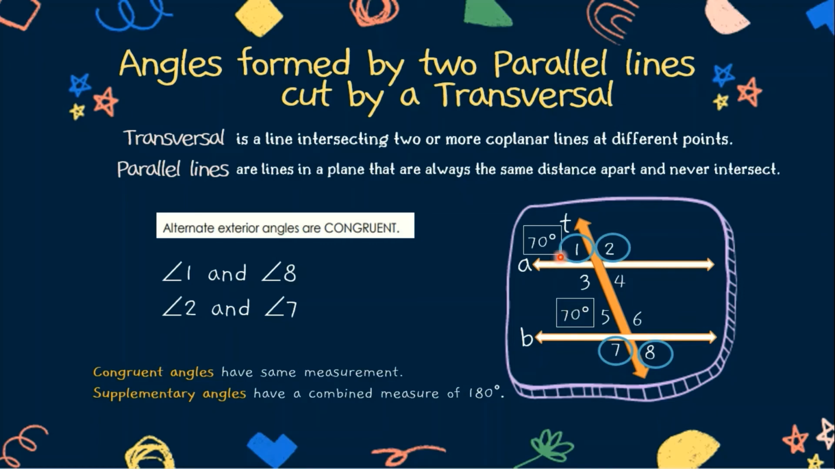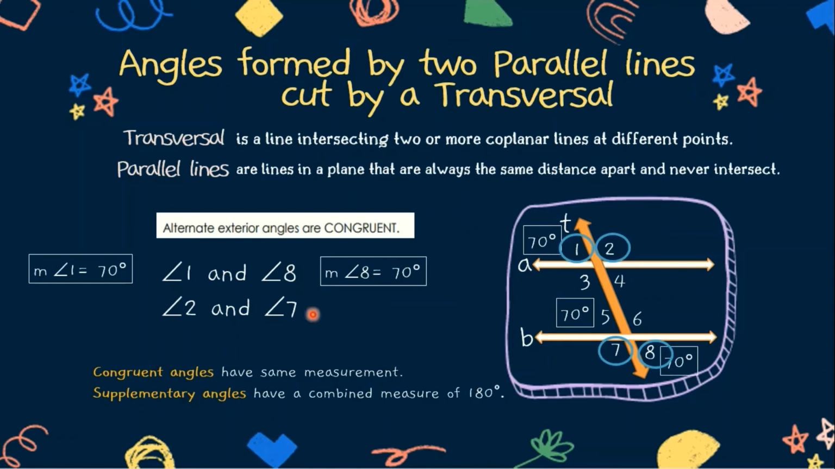Kanina, alam na natin na ang sukat ng angle 1 ay 70 degrees. Ang kapares ng angle 1 as an alternate exterior angle ay angle 8. So, they are a pair, angle 1 and angle 8. Ang sabi rito sa statement natin, alternate exterior angles are congruent. They have the same measurement. Therefore, kung ang angle 1 ay 70 degrees, dapat ang angle 8 ay 70 degrees din ang sukat. Dahil angle 1 and angle 8, they are alternate exterior angles, therefore, they are congruent.